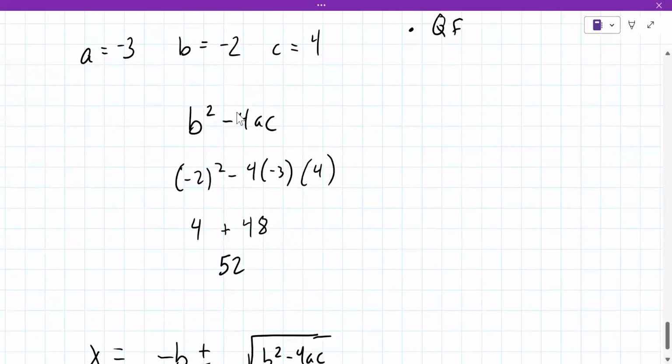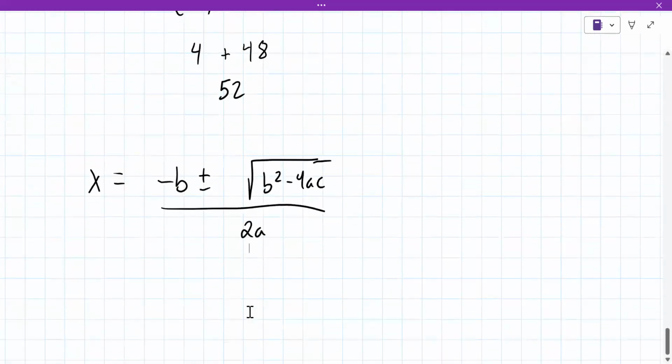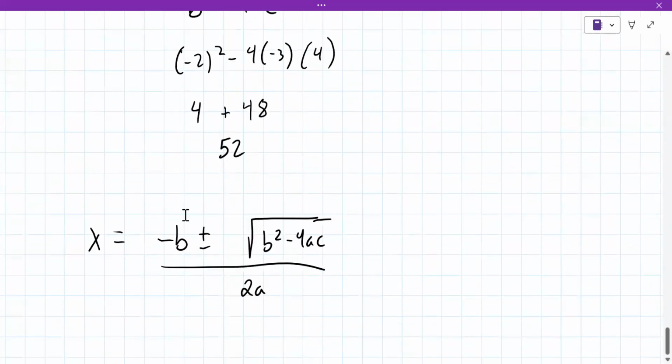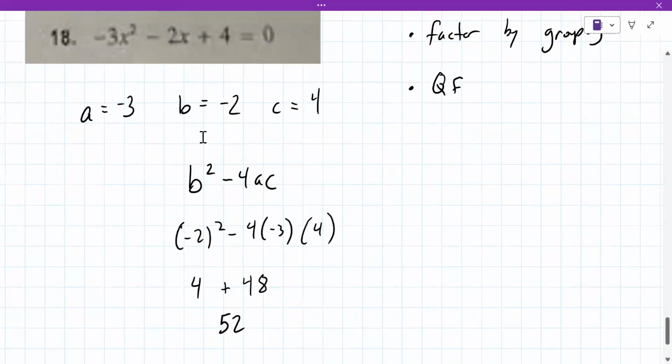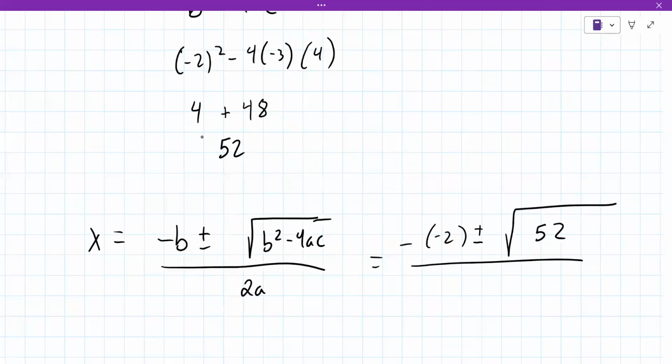But I kind of don't like this. I thought this worked out nice. I need to look at this one more time here. 1248. Yeah, I guess not. Okay. Looked like it was going to factor okay, but that's not. So we have all the values that we need for this. We know that b, if we go back and look, b is -2. So this is minus a -2 plus or minus the square root of 52 over 2 times -3.